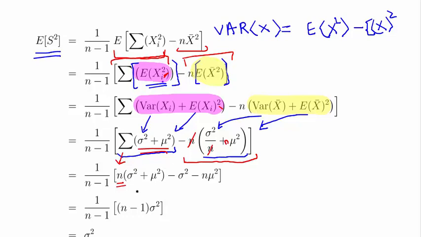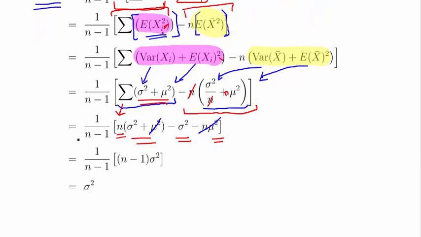Now you can tell this expression is starting to simplify fairly quickly. We have n sigma squared minus sigma squared, plus n mu squared minus n mu squared. So the mu squareds cancel out altogether, and we end up with n minus 1 times sigma squared. Then we bring back in our fraction, which I disregarded the whole way through. The whole expression is 1 over n minus 1 times n minus 1 sigma squared. And there we go, sigma squared. The fraction cancels out with n minus 1. Okay, so that's it.